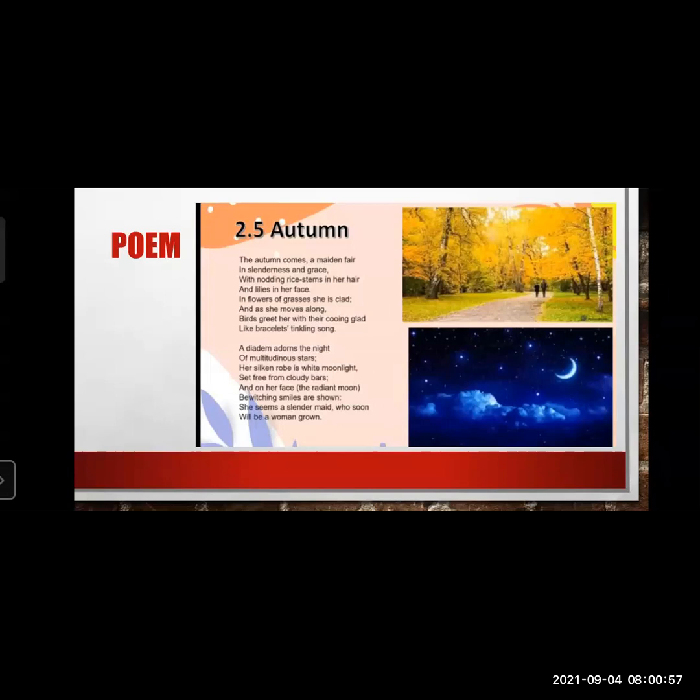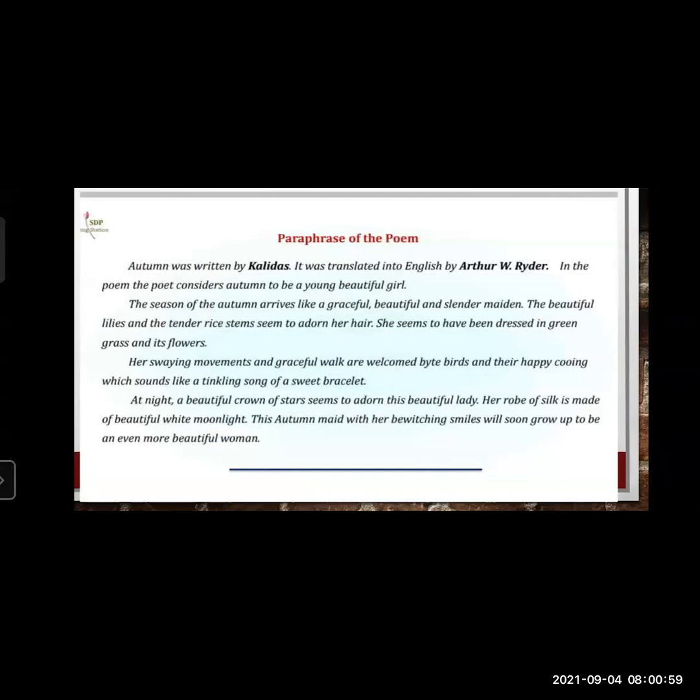So this is the poem, and we all know that this beautiful poem is written by Kalidas, who is called a Mahakavi. This Sanskrit poem of Kalidasa was translated into English by Arthur W. Ryder. So let's see the paraphrase and the critical points of the poem. Autumn was written by Kalidas. It was translated into English by Arthur W. Ryder. In the poem, the poet considers Autumn to be a young, beautiful girl.